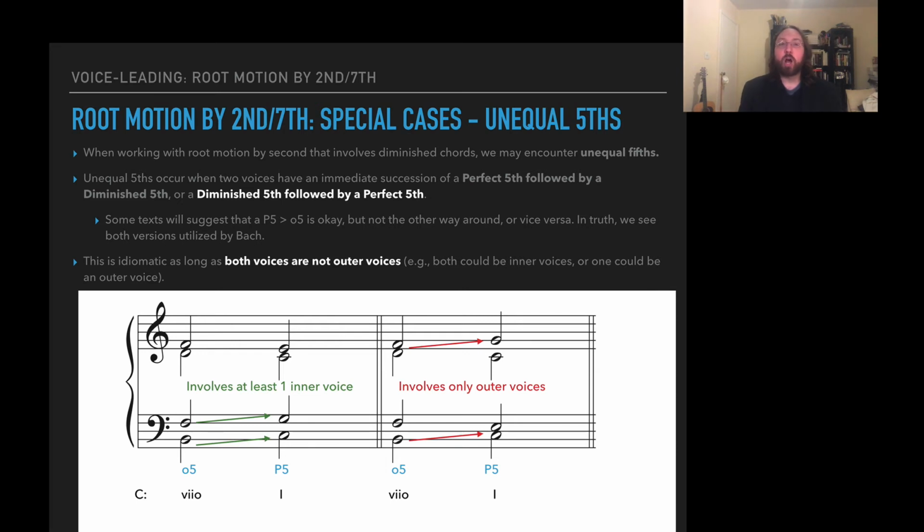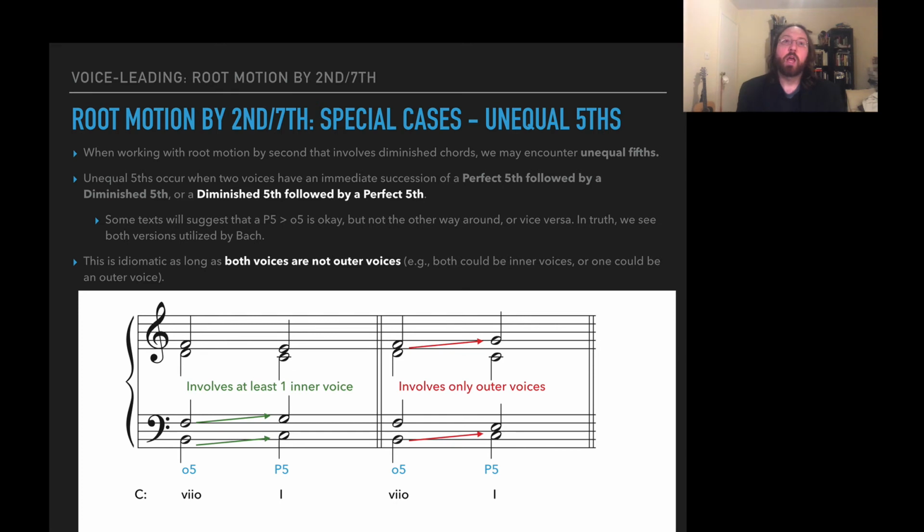Lastly, I want to talk about unequal fifths. When working with root motion by second that involves diminished chords, we may encounter what are known as unequal fifths. Unequal fifths occur when 2 voices have an immediate succession of either a perfect fifth followed by a diminished fifth, or a diminished fifth followed by a perfect fifth.